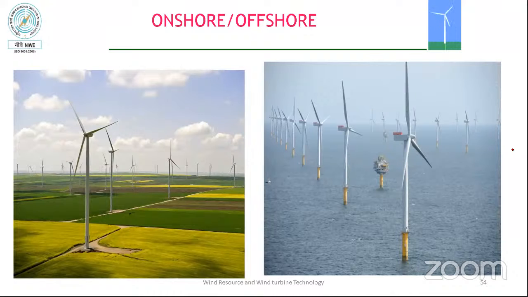Next, onshore wind turbine and offshore wind turbine. When you place the turbine on the land, it is called onshore. When you place the turbine on the sea, it is called an offshore turbine. The advantage of offshore turbine is that the surface is smooth, so there will not be much turbulence. But on land, some locations may be flat, and other locations may have an undulated surface. When the wind is blowing over such a surface, it will create disturbances in the wind, so the wind speed will be reduced.